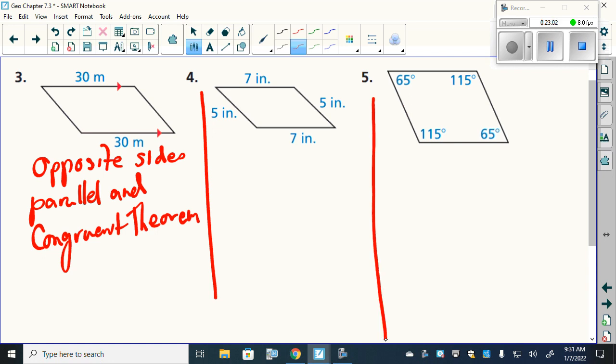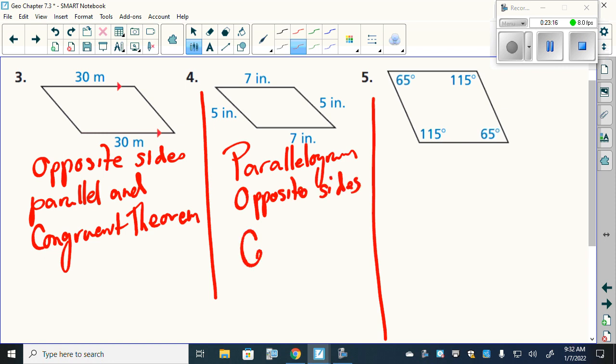Well, this next one would be what? The parallelogram opposite sides converse. Well, the next one would be what? Parallelogram opposite angle converse.